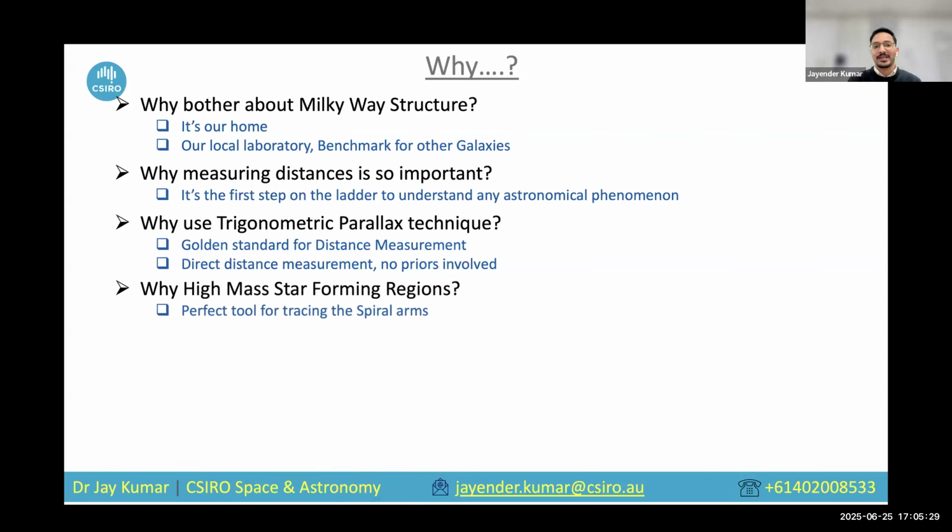Okay, why high mass star forming regions? If I care about Milky Way structure, why am I studying high mass star forming regions? Because when high mass stars are born, they are born at the heart of these spiral arms, where there are dense gases and clouds, and that's where high mass star formation is happening. As the star evolves and gets older, it tends to move out from the spiral arms. So tracking these high mass star forming regions is the best way to measure these spiral arms. If we track enough high mass stars, we can trace that particular spiral arm.